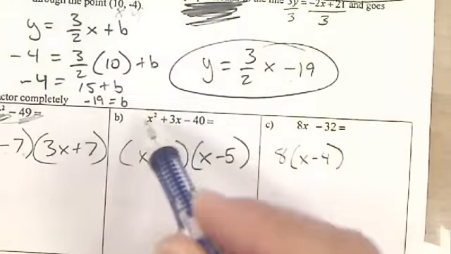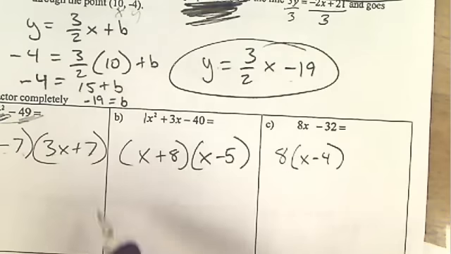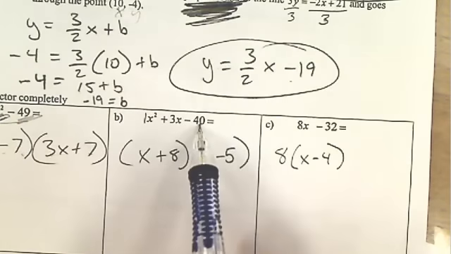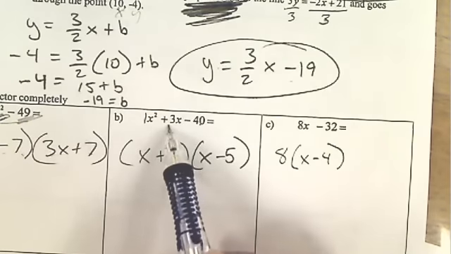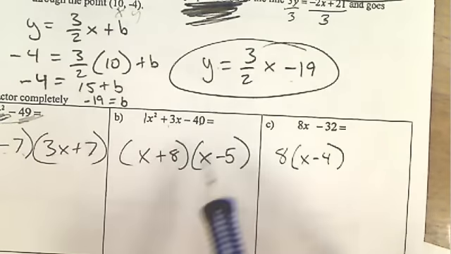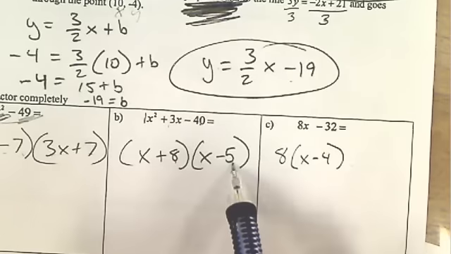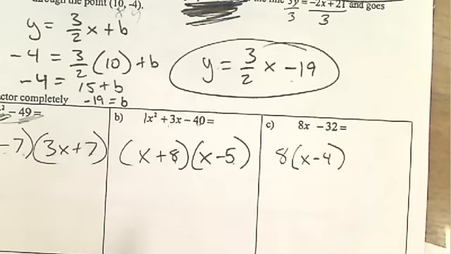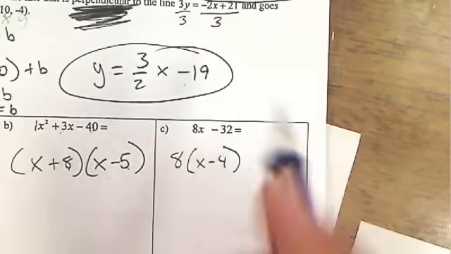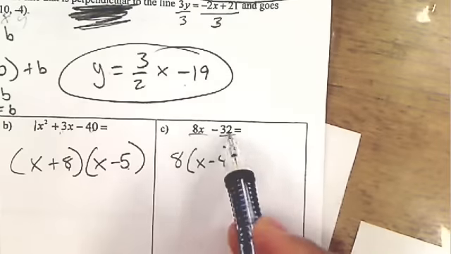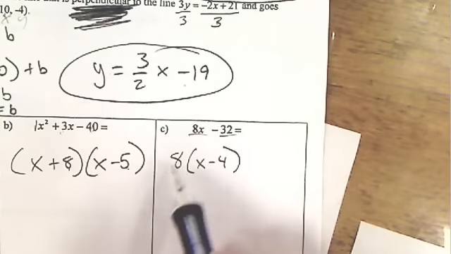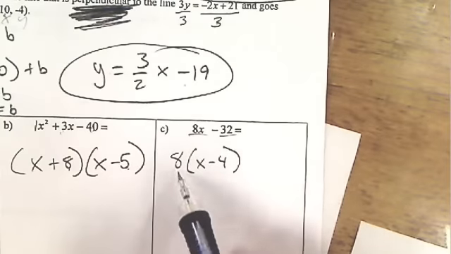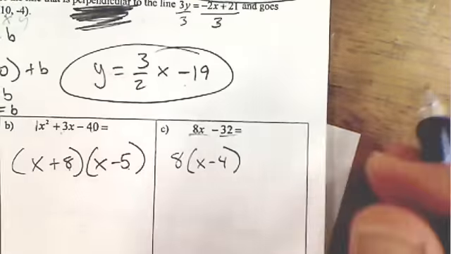The other pattern we looked at is if there's a 1 in front of the x squared, then it's two numbers that multiply together to be that guy, and add together to be that guy. So 8 times -5 is -40, and add them together you get 3x. Always look for a common factor. They both have an 8 involved, so you pull the 8 out. So 8 times x is 8x. 8 times -4 is 32.